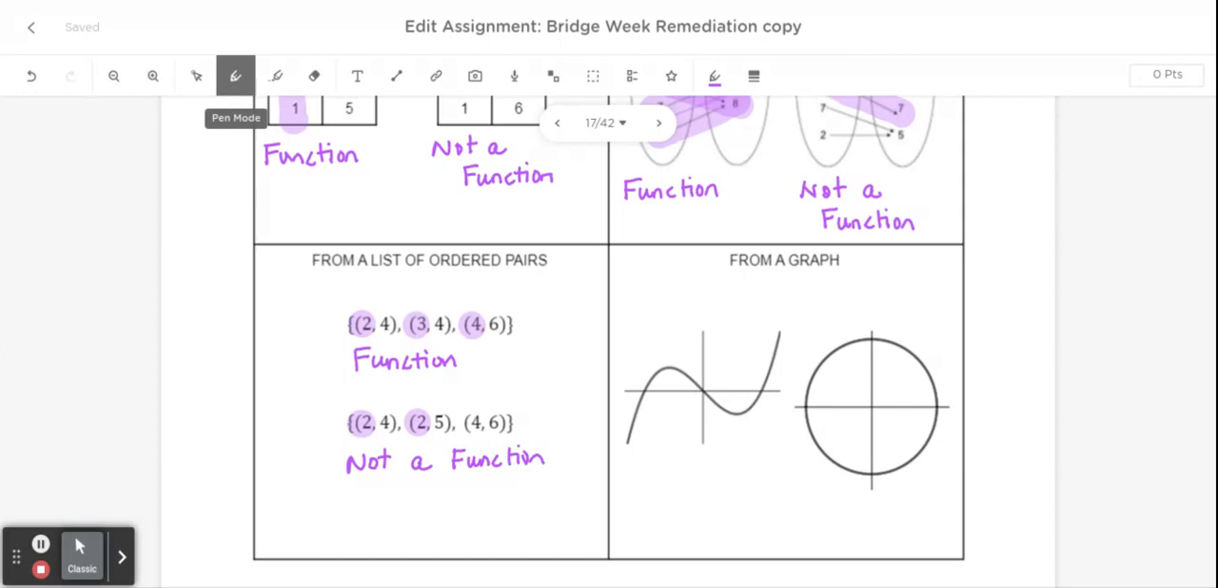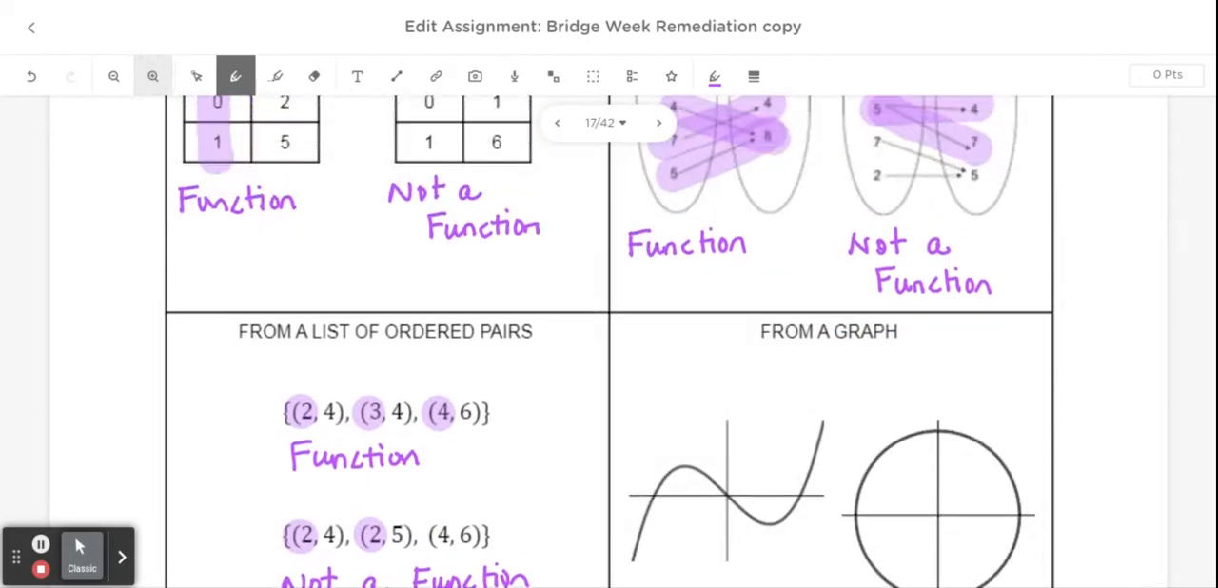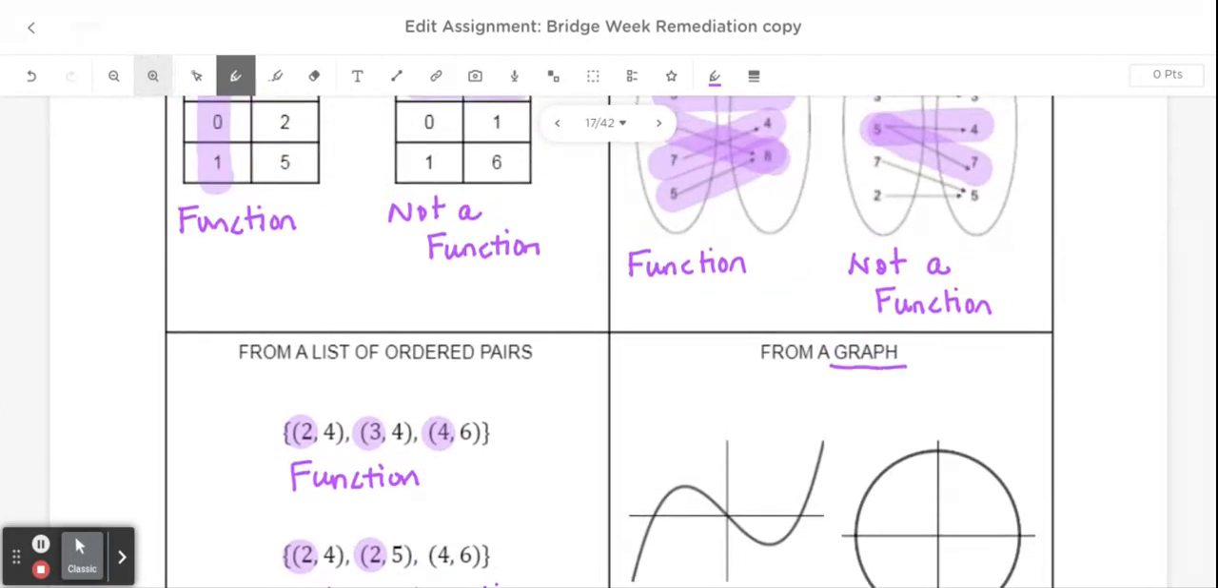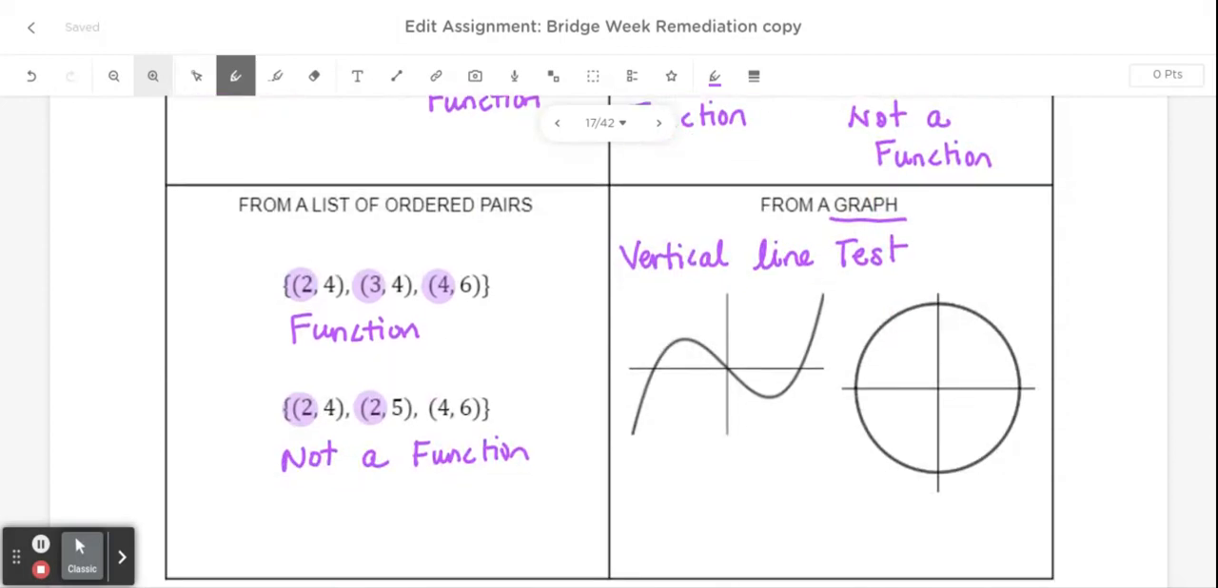Last but not least, what if you have a graph? If you have a graph, there's a slightly different way that we need to do these problems. When there is a graph, you need to use something called the vertical line test. What the vertical line test says is that if you draw a vertical line, which means it needs to go straight up and down, on your graph, that line is only allowed to touch the graph in one spot.